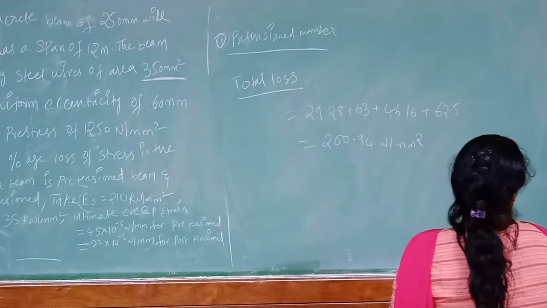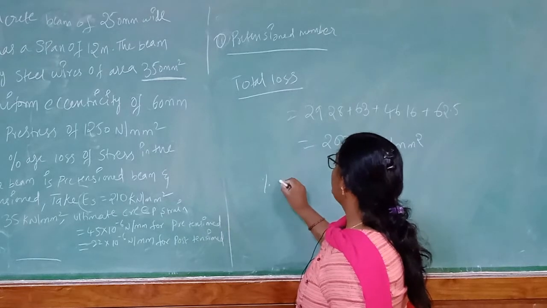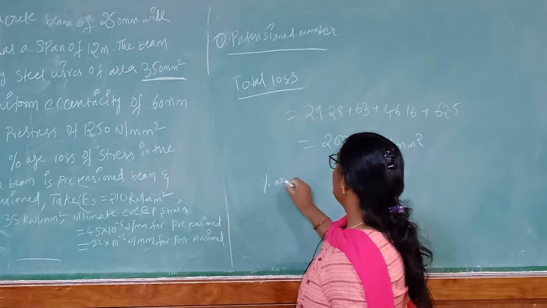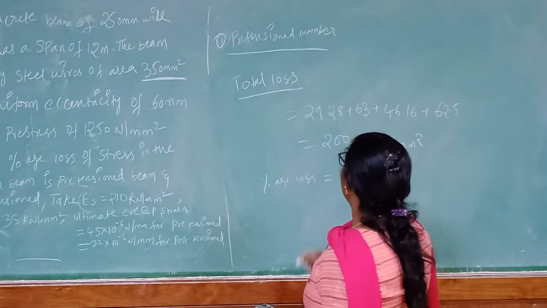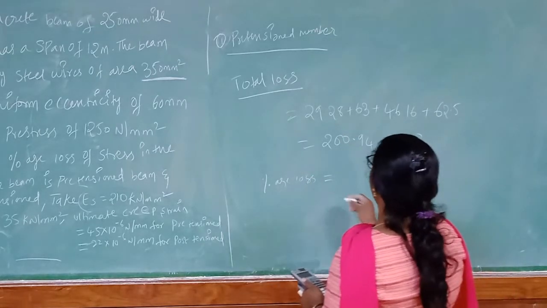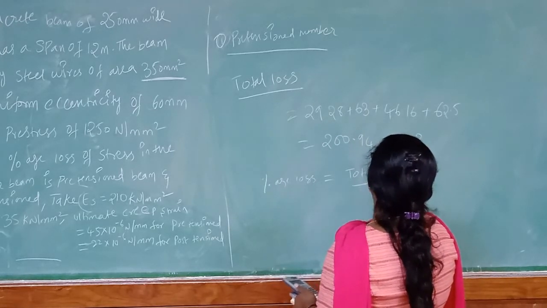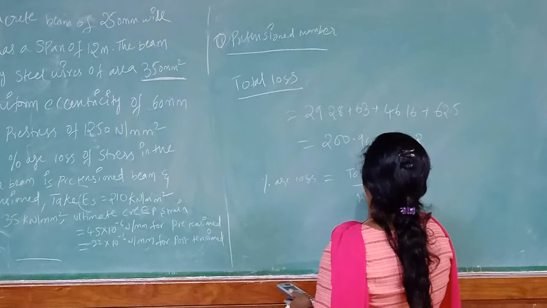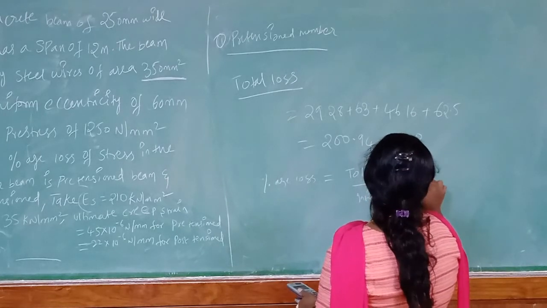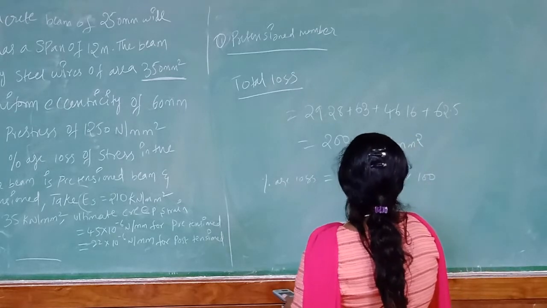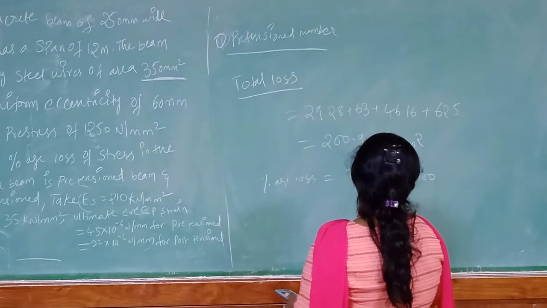Newton per mm square. Our intention is to find out the percentage loss. So how will we find the percentage loss? It is the total loss by the initial stress, into 100. What is the total loss? 200.94, by what is your initial stress?